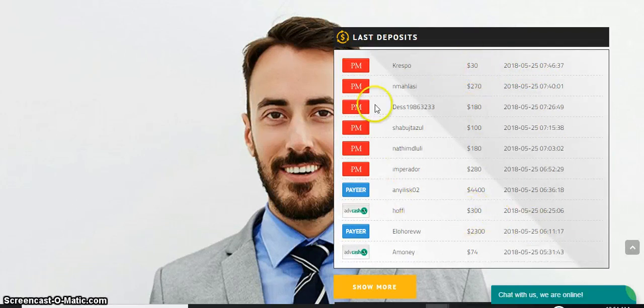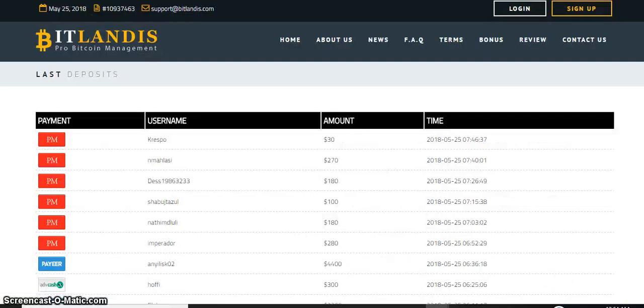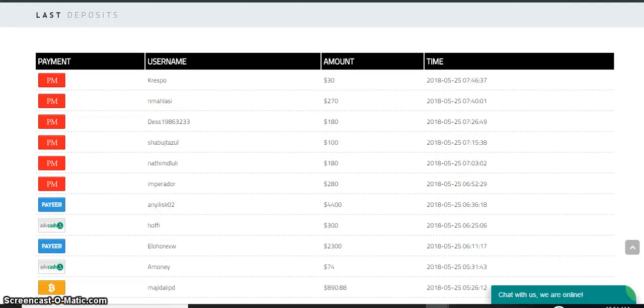So these are the payment processes that you can use to deposit money into this account, right? And then it says show more. So let's go ahead and show more. Look at how much people are putting in. There's a guy putting 4,400, 2,300. It shows it all here, right? So you're able to put so much money into these accounts.